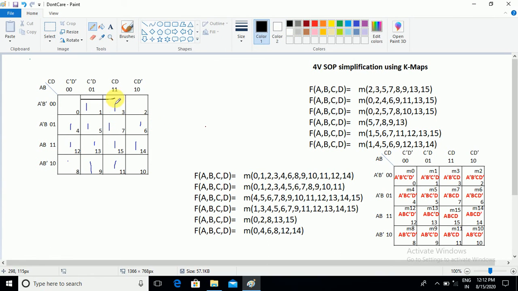Easily here we can create an 8 cell grouping. After that, 4 and 12, maybe there is an alternate that we can create. But if you take the overlap with 5, 7, 13, 15, here also you can create an 8 cell grouping.